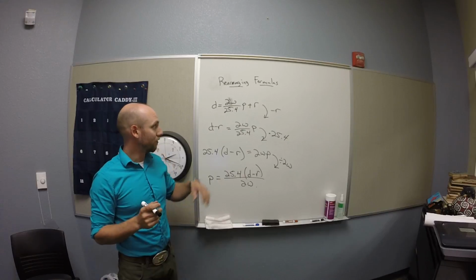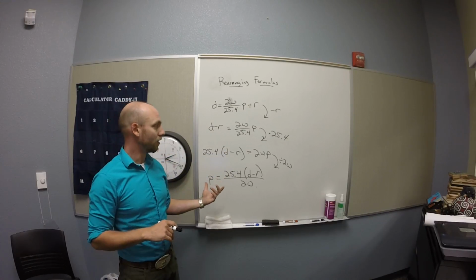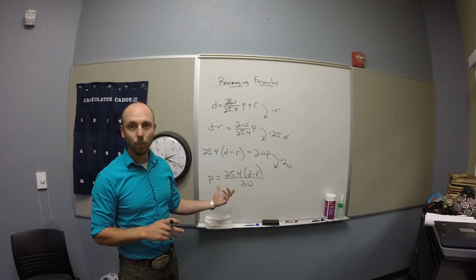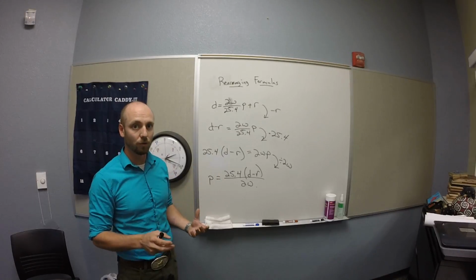So that's all it is. Just treat all the variables as though they were numbers, and feel free to subtract something from both sides or divide both sides by something. Just make sure you're treating everything like a number and using the usual rules.